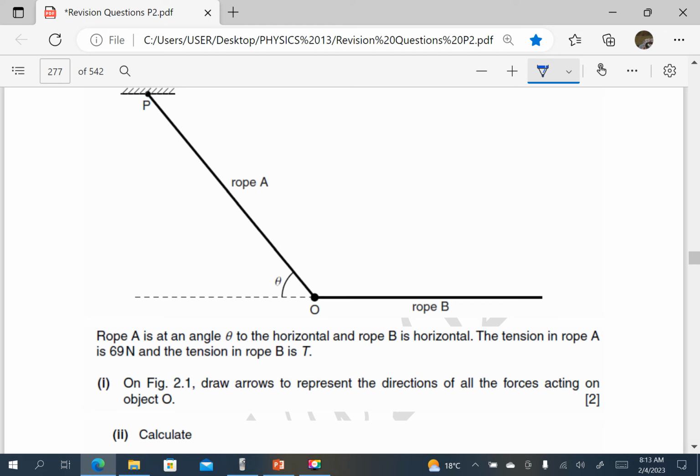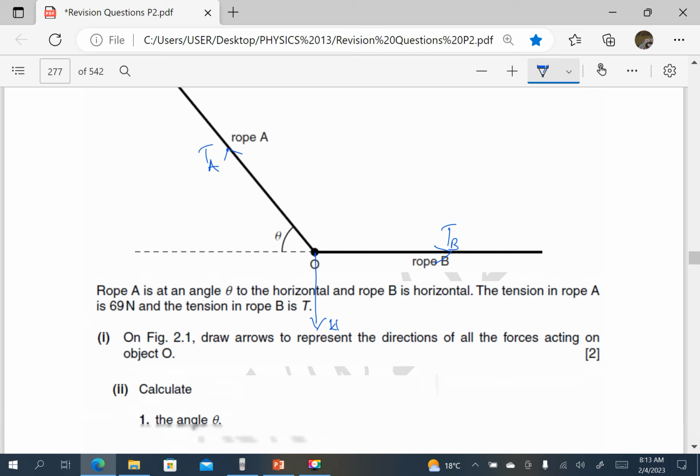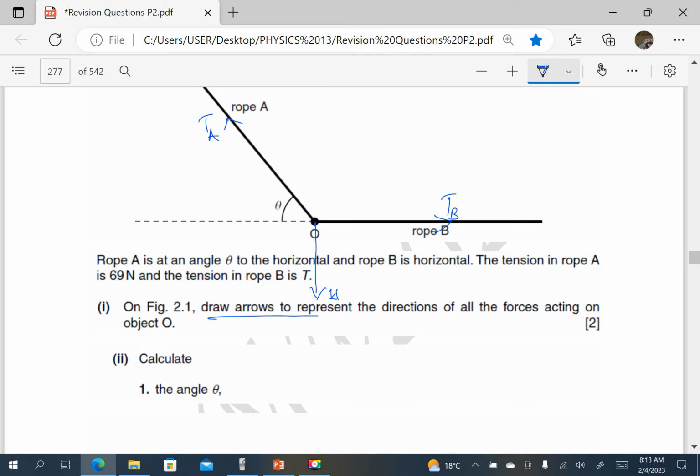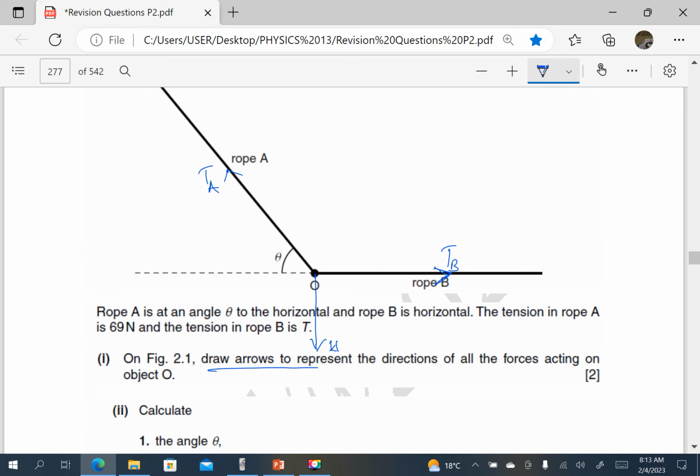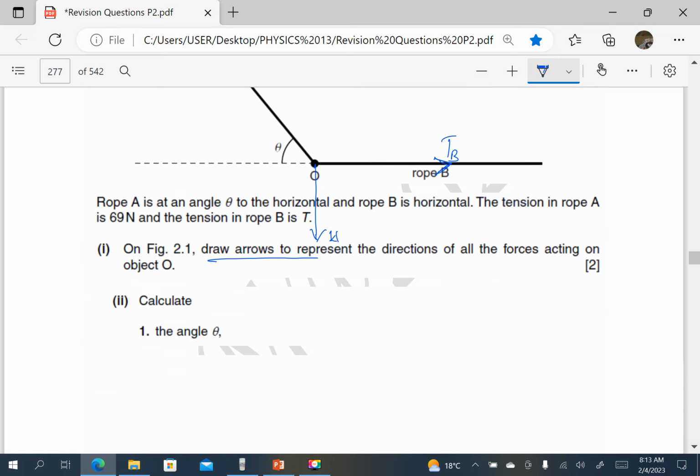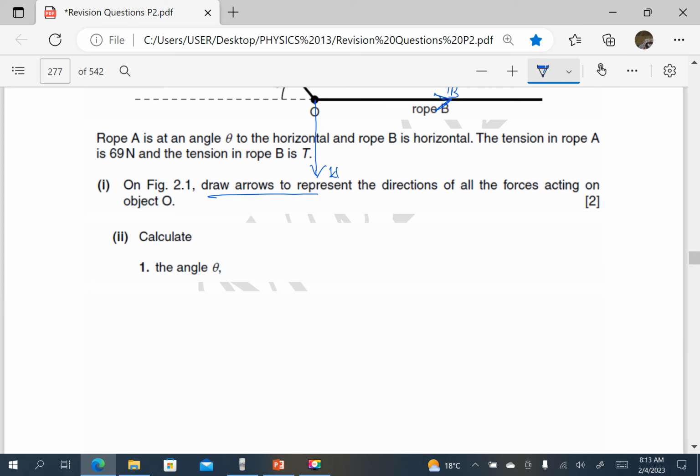So because the object is here and has a weight vertically downwards, I'll call this the weight, which is W. Of course, there will be tension in that rope. I'll call that one tension in B. There will be tension in this rope away, which is going to be tension in A. So we have one for weight vertically downwards. Tension in B is in that direction. Tension in A is going to be in that direction. Then calculate the angle theta.